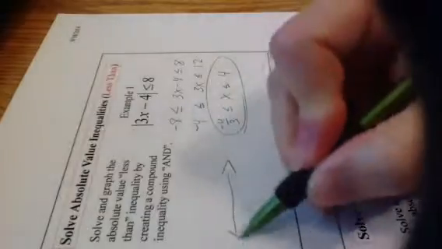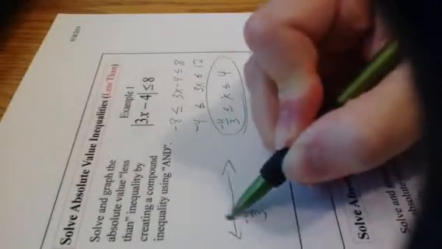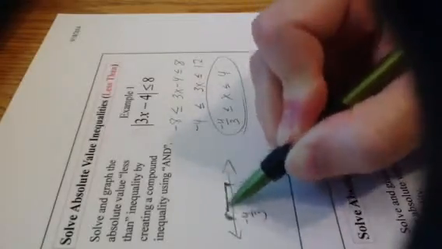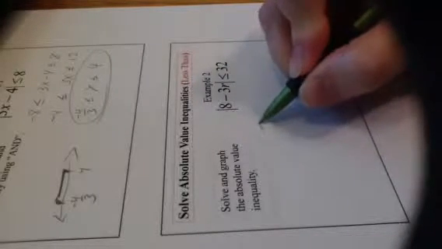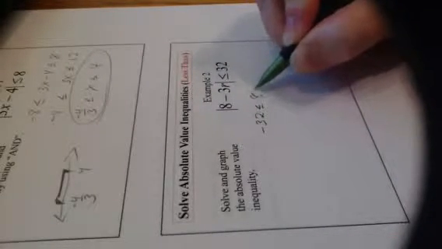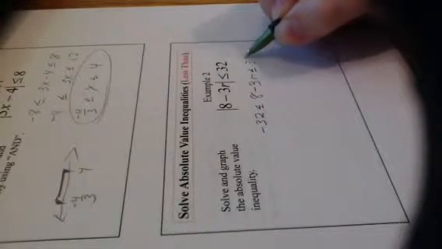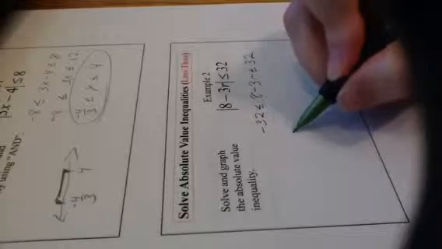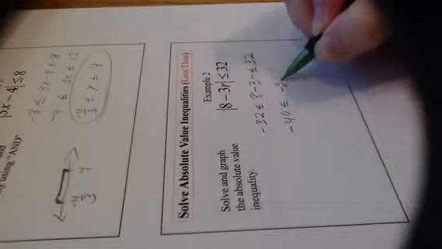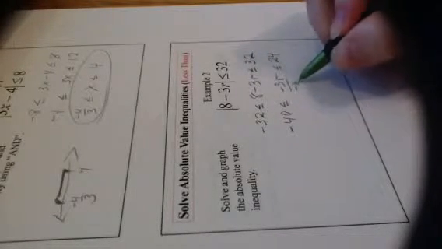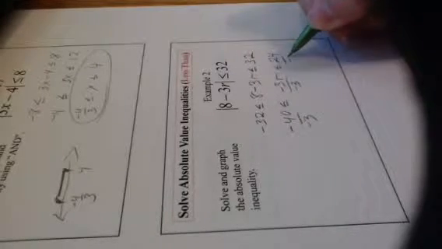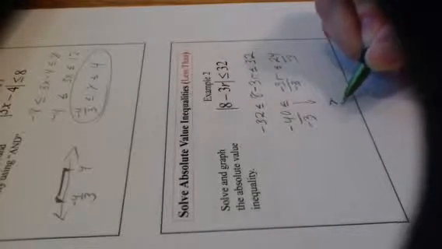And I could graph that. Okay. So another absolute value less than problem. So once again, absolute value less than 32, so this answer in here has to be in between negative 32 and positive 32. Okay, so subtract 8, divide by negative 3. Now remember, when you divide by a negative, you have to switch the inequalities the other direction.